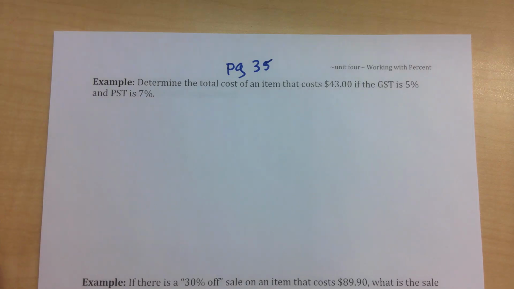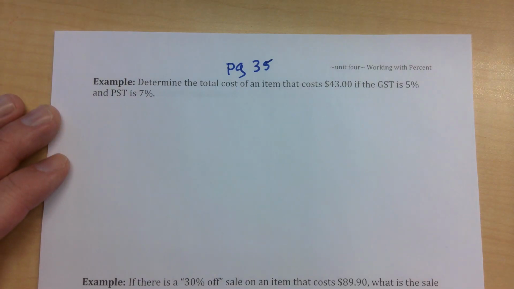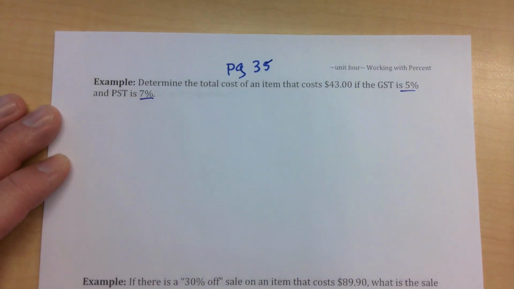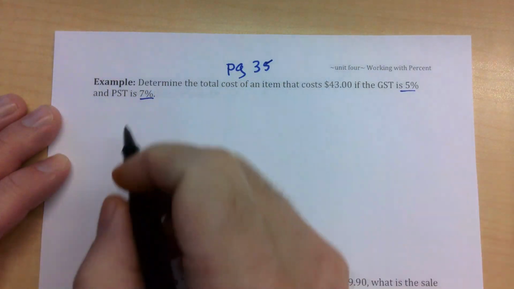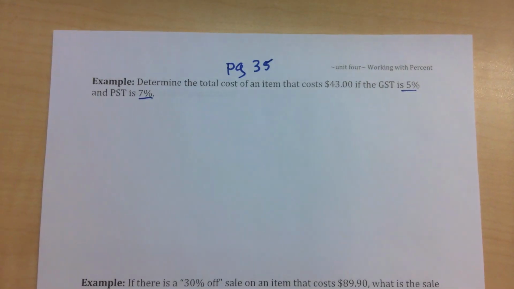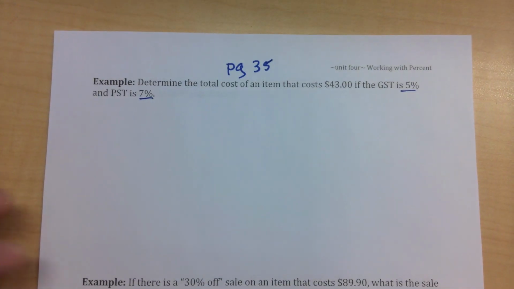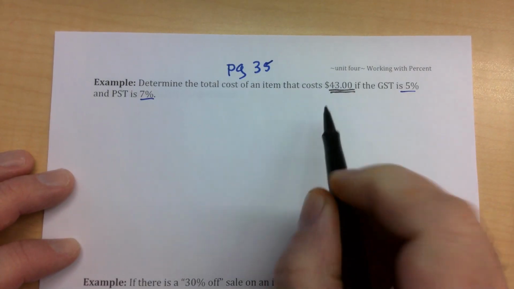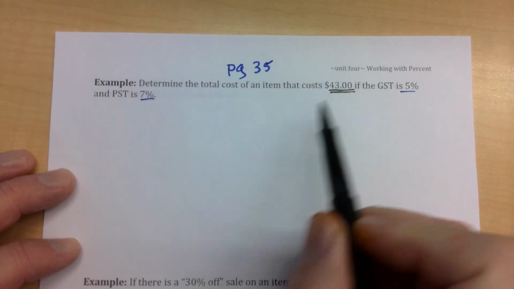Okay, we're at page 35 now. Let's deal with the second example. The only real difference here, grade 8s, is that you've got 2 taxes. So not a big deal. One of the things you can do with taxes, because they're calculated essentially at the same time and on the same amount, is this: there's no discount to deal with here or any other calculations. This price is not changing.